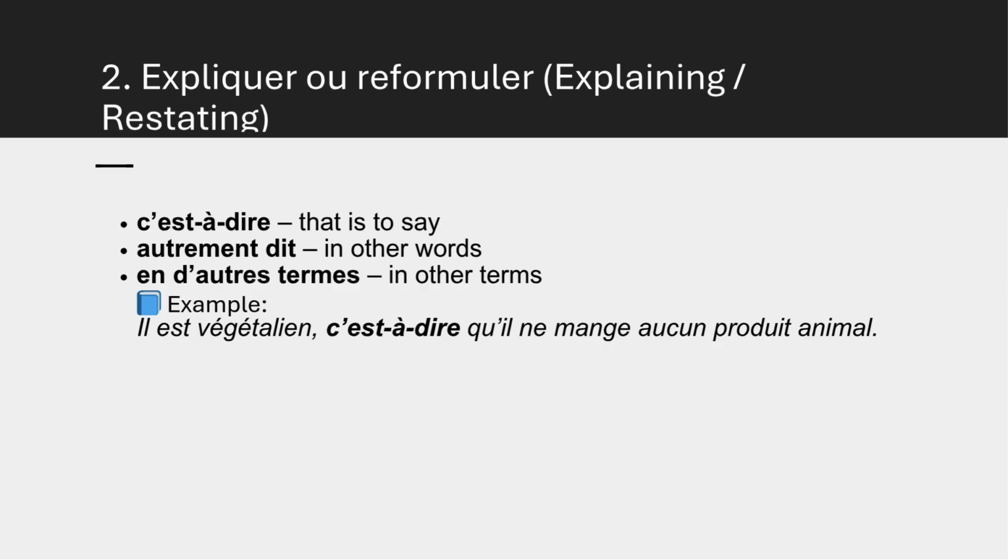For example, il est végétalien, c'est-à-dire qu'il ne mange aucun produit animal. He is vegan, that is to say that he doesn't eat any animal product. You see how it makes the sentence longer and more impactful.